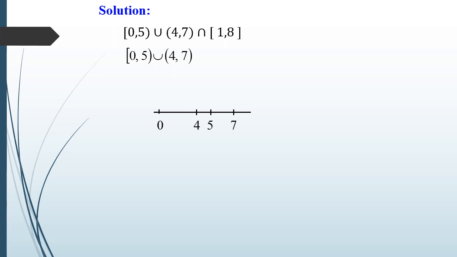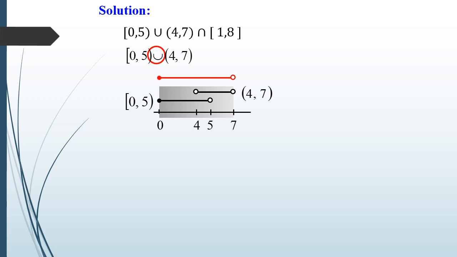So draw the sets. From 0 to 5, that's a solid dot at 0, empty dot at 5, and then from 4 to 7, both are open. So where is the union? We must include both sets together. So we start from 0 up to 7. The answer should be closed bracket at 0 to open bracket at 7. So the answer for this step is [0, 7).